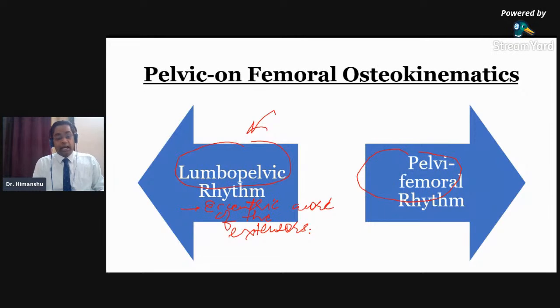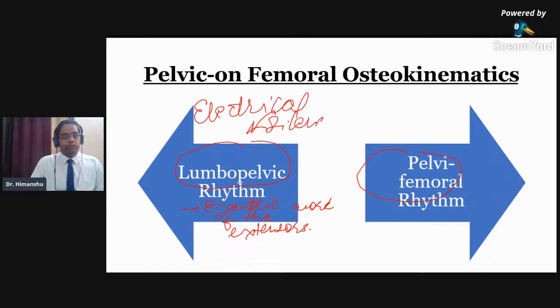They do not work, and the complete load, or the compressive forces, come upon the tensile strength of the ligaments present there, the intervertebral ligament. So this particular phase is known as the phase of electrical silence, when there is no electrical activity present in the muscles of the extensor compartment of the lumbar spine.